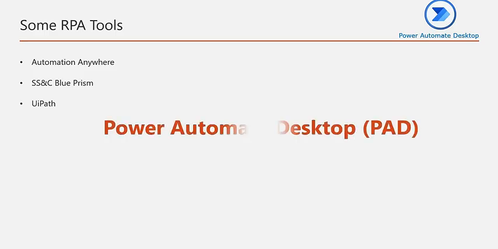Now we have seen the definition of RPA. Let's look into some major leading RPA tools. Automation Anywhere is one of them. Blue Prism is the second one, not in that order. UiPath and Power Automate Desktop, that is going to be the subject of our course.